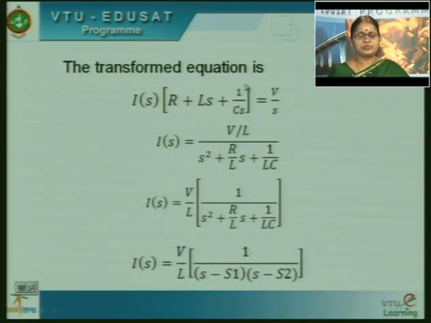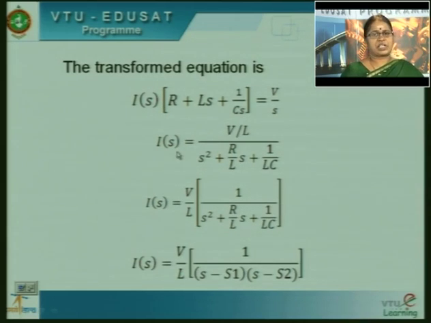Similarly, we have assumed that the capacitor is an uncharged capacitor. So, neglecting initial conditions, we can write the transformed equation as I of s into R plus Ls plus 1 by Cs, which is equal to V by S. Now, this equation can be rewritten in this form. So, keeping I of s on one side, let me take all other terms to the other side and do some mathematical manipulation.